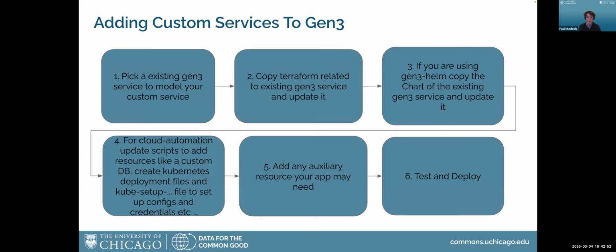And then similarly, if you're still using cloud automation, the process is similar where you just have to update the scripts to add any custom resources like an additional DB, and then create your Kubernetes deployment files and the kube setup file. And then finally we added any additional things that we needed, and we were able to deploy it. But yeah, that's how we used Gen3 to create Gearbox.